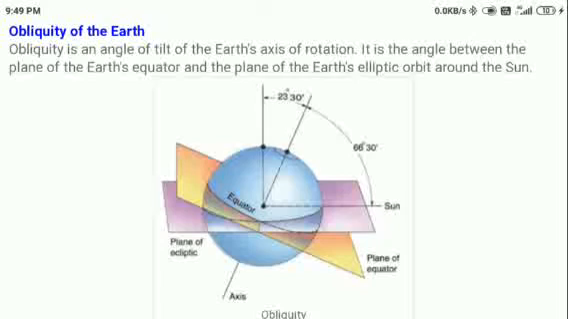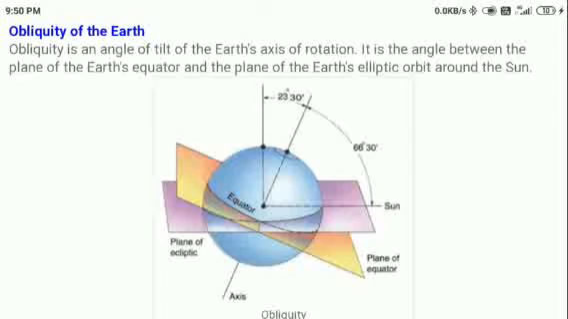So here if we see this picture, the pink colored plane is showing the plane of the sun or the plane of the orbit, and the orange colored plane is showing the plane of the equator. The equator is the imaginary line exactly perpendicular to the axis and dividing the earth into two equal parts, the northern half and the southern half. So these two planes have an angle of 23 degrees and 30 minutes. This angle of tilt of the earth is called the obliquity of the earth. With this tilt only, the earth keeps rotating in its orbit around the sun.